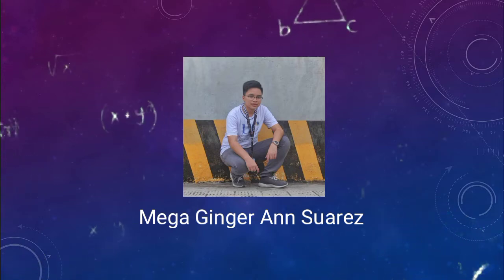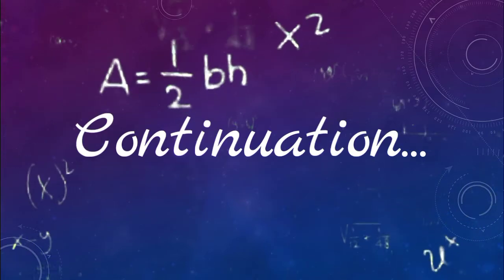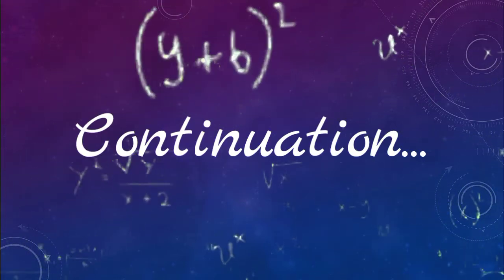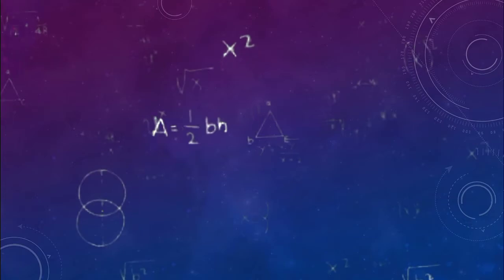Hello everyone, I am Mega Ginger Ann Suarez, and today I will discuss to you the topic about shooting method. So, shooting method is one of the methods that we use in order for us to solve boundary value problems. Now, shooting method is based on converting the boundary value problem into an equivalent initial value problem. So the question here is, how does a shooting method work?